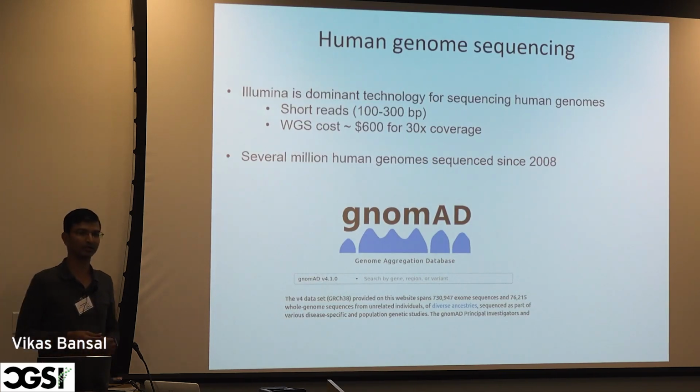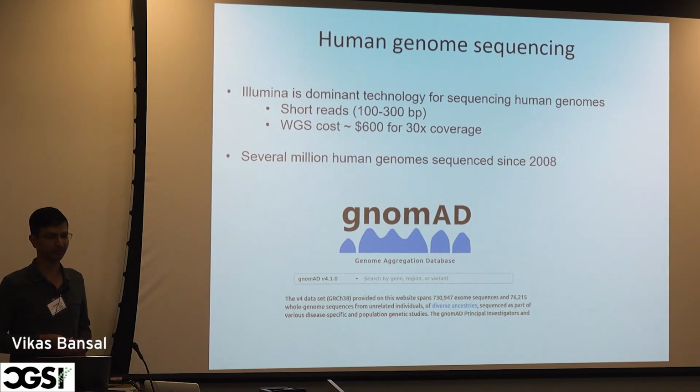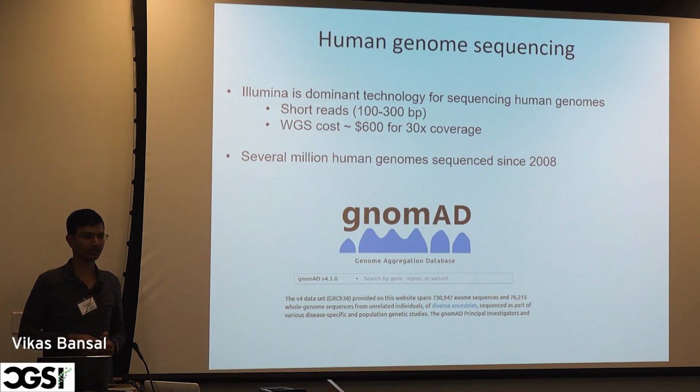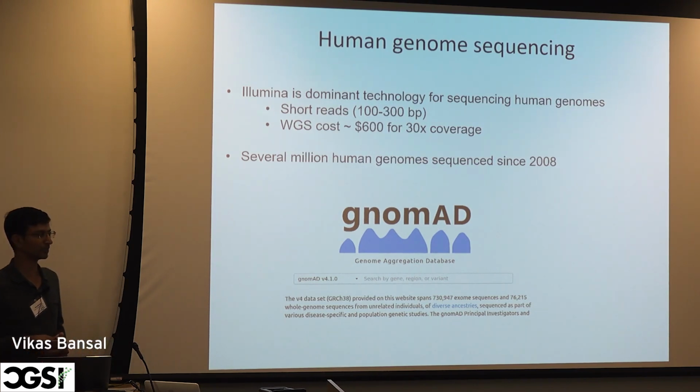Some background on human genome sequencing. In the last 15, 17 years, we have had tremendous advancements in DNA sequencing technologies, and Illumina is the dominant technology for at least sequencing human genomes. We now have long read sequencing, but it is much more costly. Illumina generates short read lengths. Everyone probably already knows that.